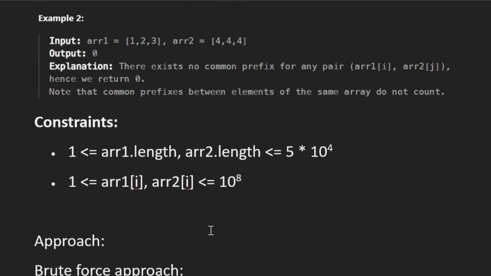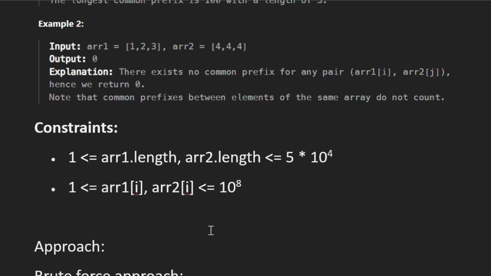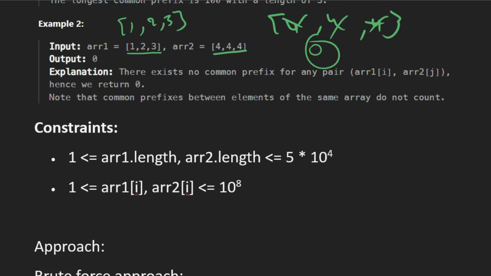So 3 is our answer. Now let's see example number 2. In example number 2, in array1 we have 1, 2, 3, and in array2 we have 4, 4, 4. So here all the prefixes are 1, 2, 3. Here first prefix 4, is 4 present? No. Again 4 not present, again 4 not present. So there does not exist a common prefix. So in that case we have to return 0. So 0 is the answer.